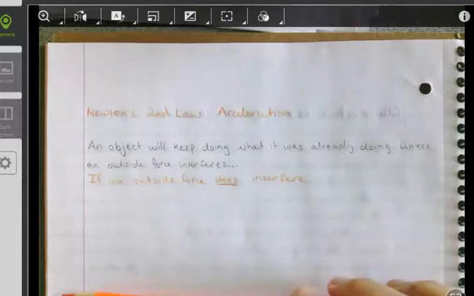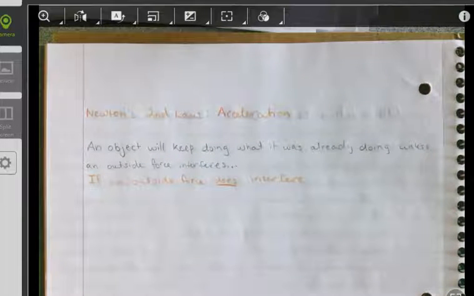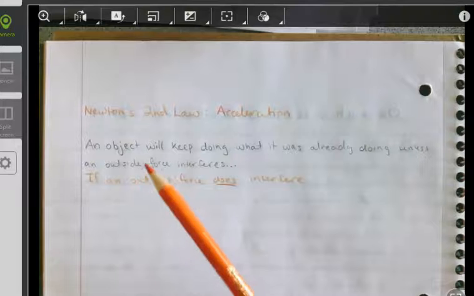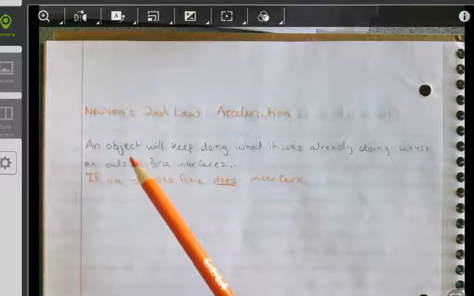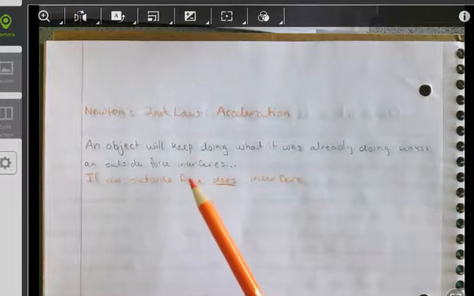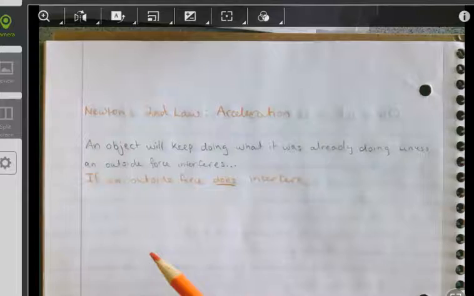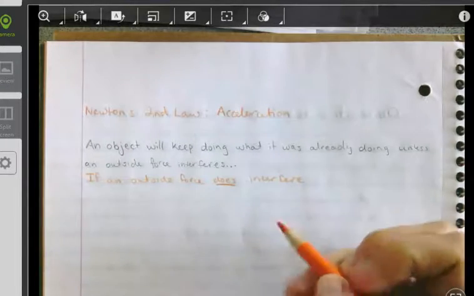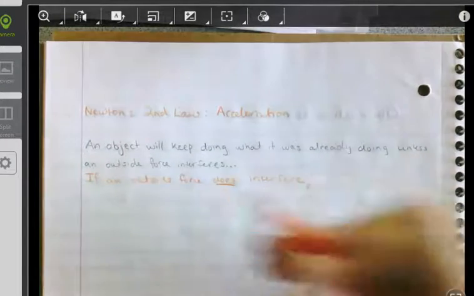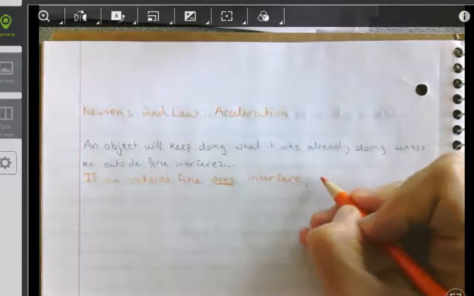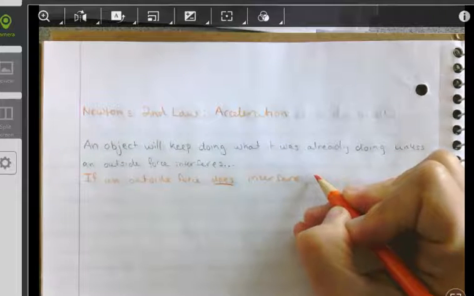Newton's second law, the law of acceleration, picks up where the first law left off. According to Newton's first law, an object will keep doing what it was already doing unless an outside force interferes. If an outside force does interfere, it will not keep doing what it was already doing. The object's motion will change.